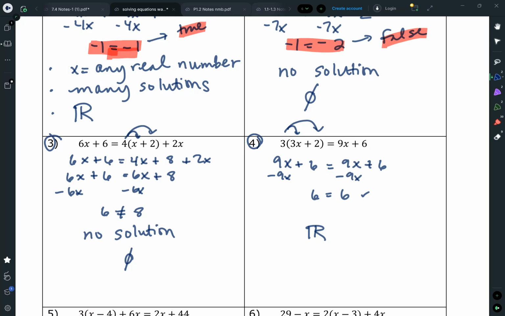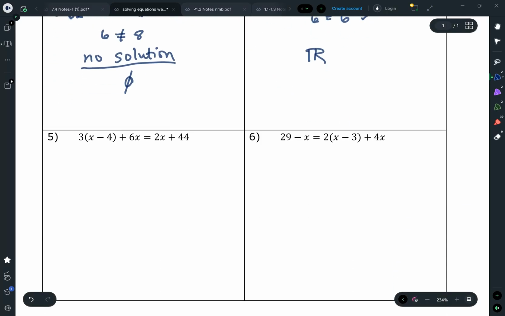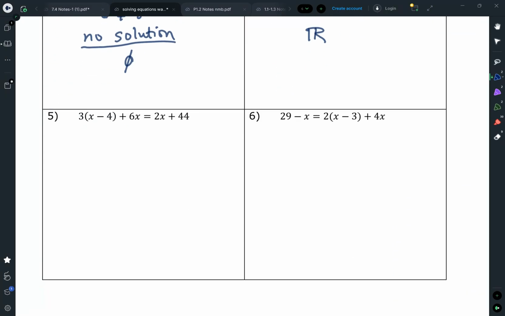So for 3 and 4, so on 3, I got no solution because 6 was not equal to 8. And so I used my words, no solution, but I also put the symbol. Second one, 6 equals 6, that's true. There's many solutions, x equals any real number, or you could just write your fancy R. On the last 2, let's go ahead and try 5 together. You can do 6 on your own.